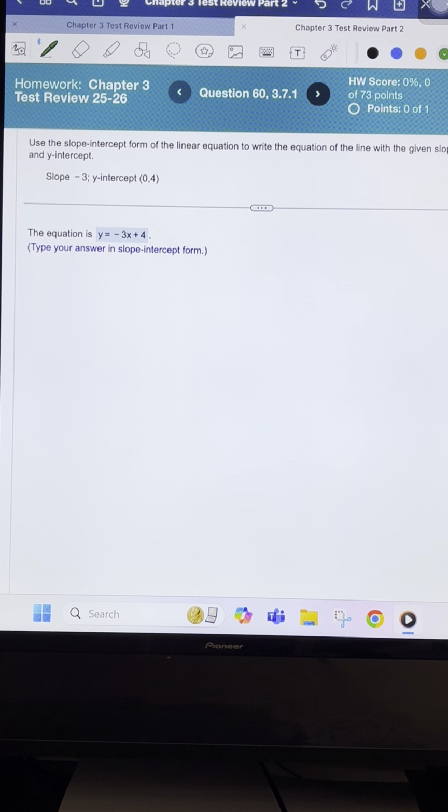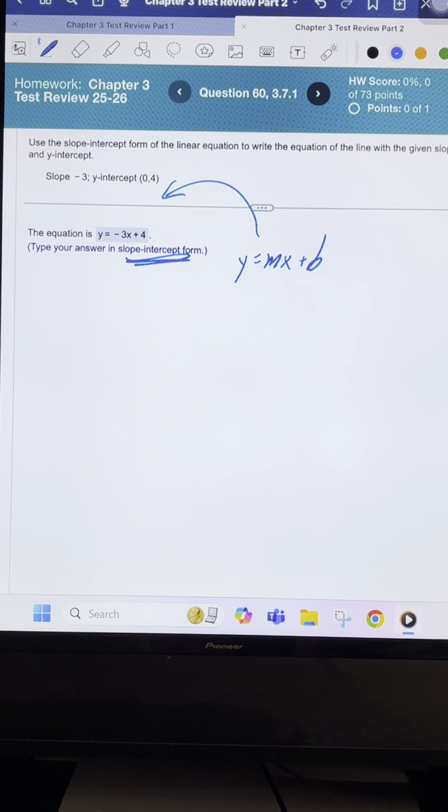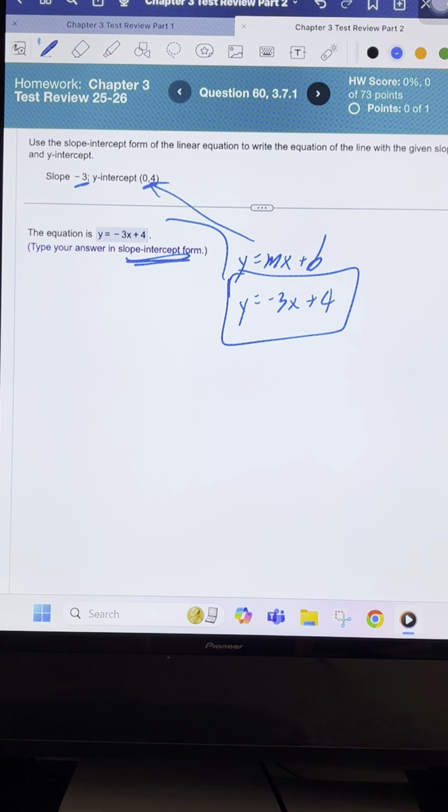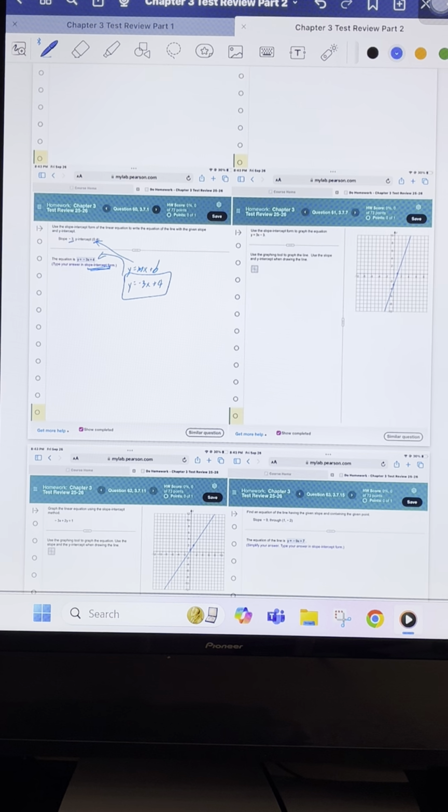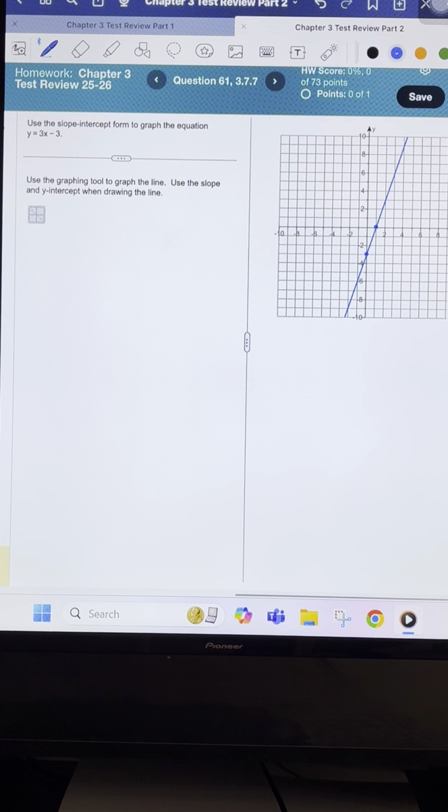So use the slope-intercept form of the linear equation to write the equation of the line with the given slope and y-intercepts. Okay, so they just want me to make a slope-intercept form, which is y equals mx plus b, using this information. So I know that my slope is negative 3. So y equals negative 3x. And what's my b? 0, 4. So plus 4. Very simple, right?